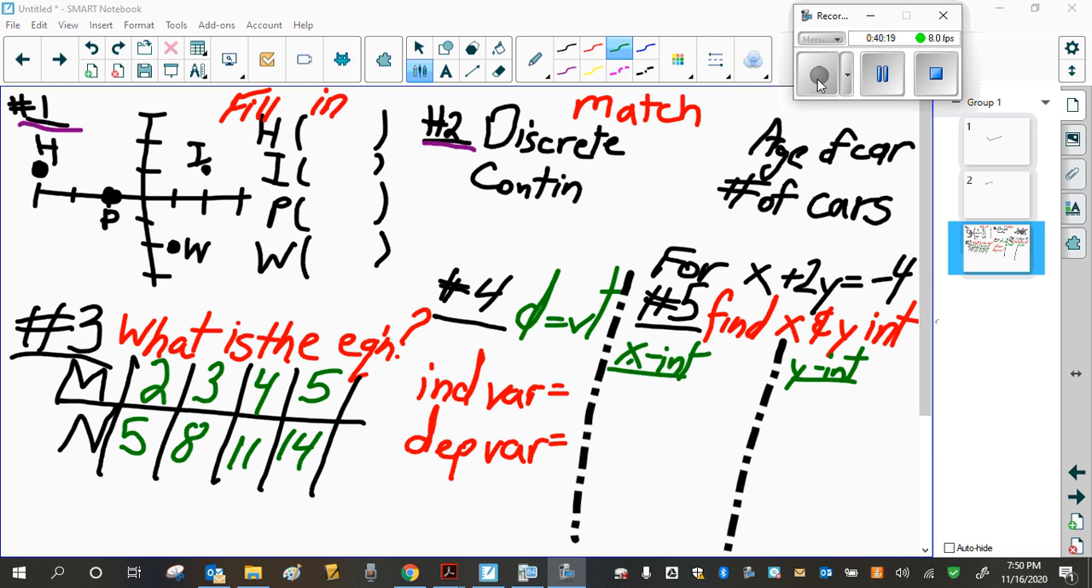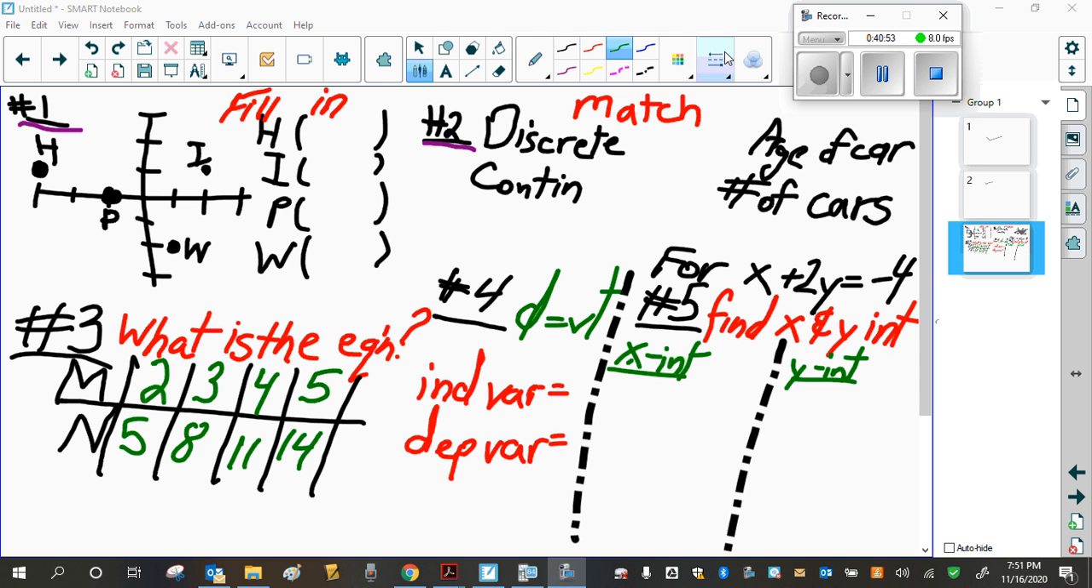Number 1, sorry, the football game was on. Fill in the points, HIPW. Number 2, draw a line to the discrete variable and the continuous variable. Number 3, find the equation of that table of values. Number 4, what is the independent variable and the dependent variable for D equals VT?